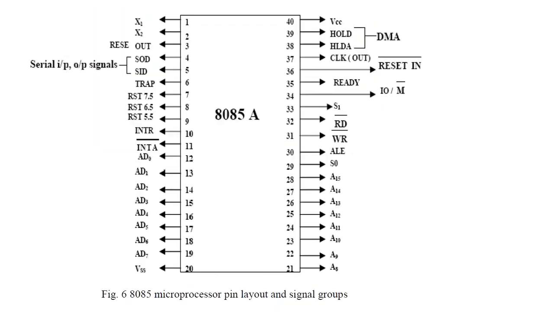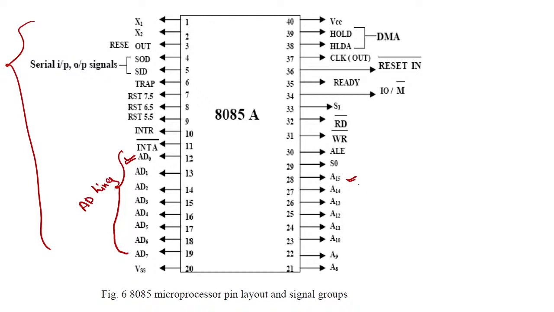So this is the pin diagram of the microprocessor 8085. In this pin diagram we have 40 pins. Out of these 40 pins, let us see what we have. AD0 to AD7 lines are called address and data lines, and A8 to A15 are purely address lines. So from A8 to A15, these are only address lines.